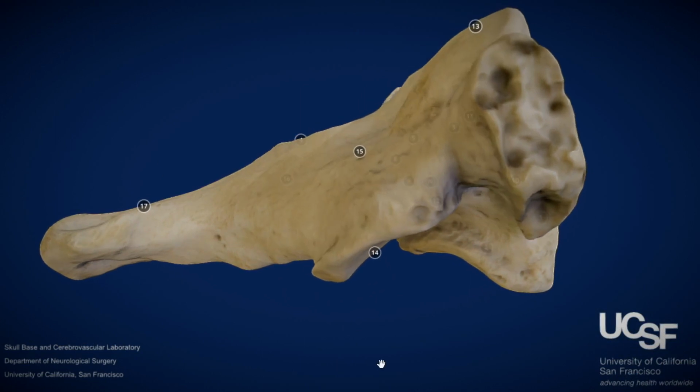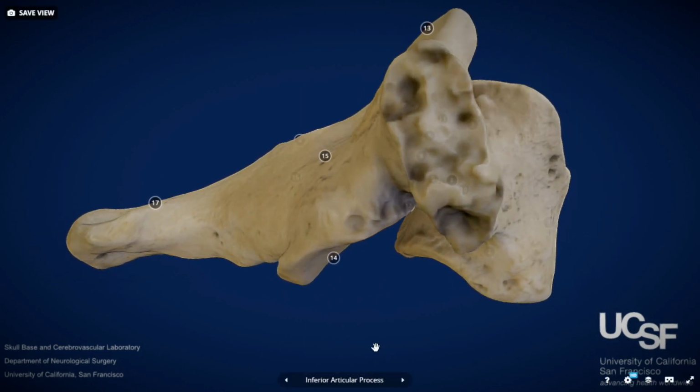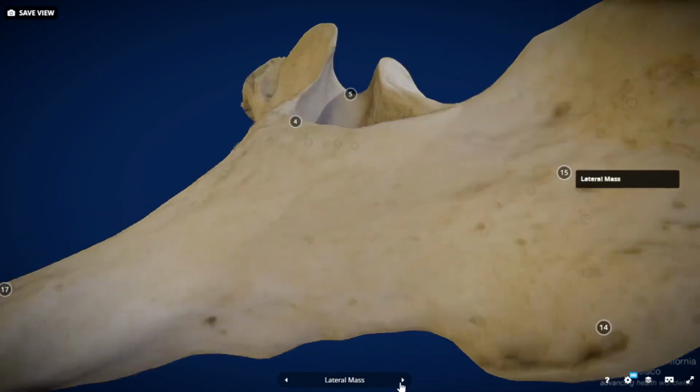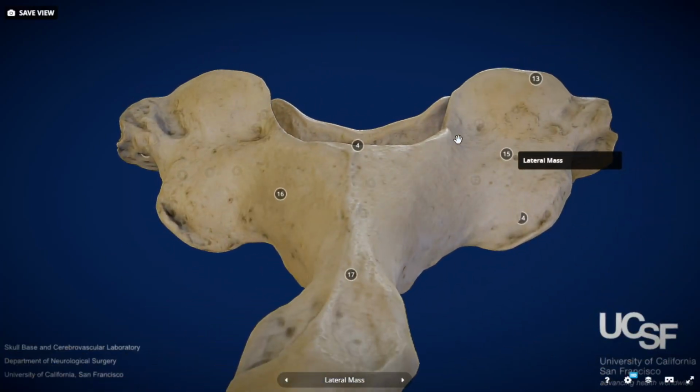process, they tend to go in a more coronal direction, meaning that they tend to go more vertical than the upper segments of the cervical region. And we already mentioned also the lateral mass, which is in between the superior articular and inferior articular process.